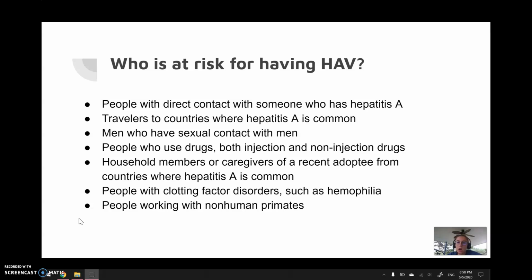So, continuing, people who use drugs, both injection and non-injection drugs, are at a higher risk for having HIV. Household members of caregivers of a recent adoptee from countries where HIV is common, and people with clotting factor disorders such as hemophilia, and people working with non-human primates. So that would be chimpanzees, gorillas, etc.